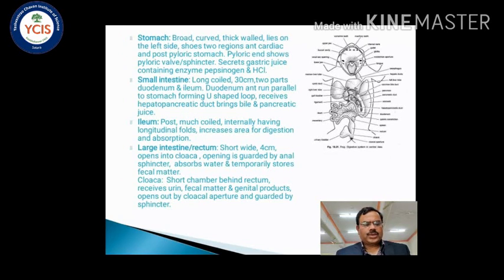The next part is the stomach. The stomach in the frog is broad, curved, thick-walled, lies on the left side, and shows two regions, the anterior cardiac and the posterior pyloric stomach. The pyloric end shows the pyloric sphincter, and the stomach secretes gastric juice containing the enzyme pepsinogen and hydrochloric acid, that is HCl. The stomach further continues into the small intestine.